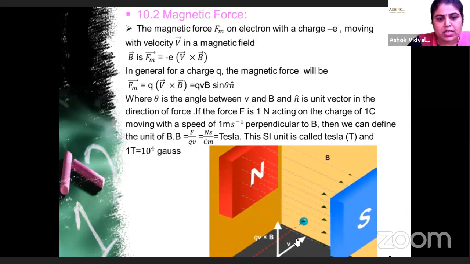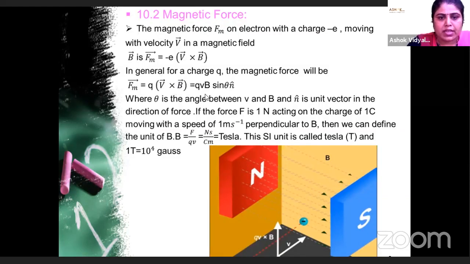Here we can consider this charge with velocity v, and then we are going to see the force in general. This is the equation for the electron, where B bar is nothing but the magnetic field, and the force acting on that electron is equal to minus e v bar cross B bar. In general, for a charge Q, the magnetic force will be F bar equal to Q v bar cross B bar. This is the vector product.